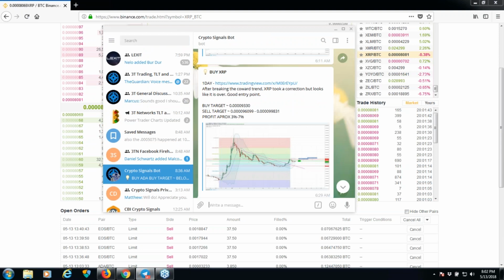It says buy XRP. It's a one-day signal. It tells you why they're saying it: it broke the downtrend and it's coming good. And the buy target is 93.30 and the sell target is 96.099. So we're way below the buy target. See what their chart is showing here.